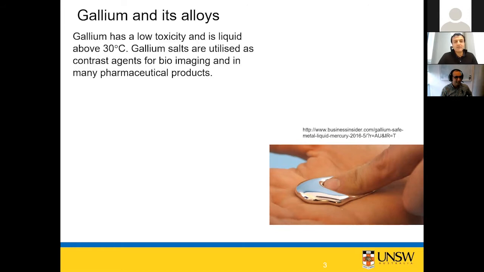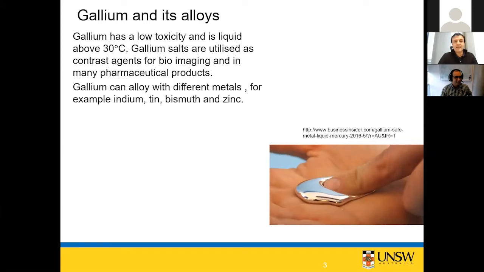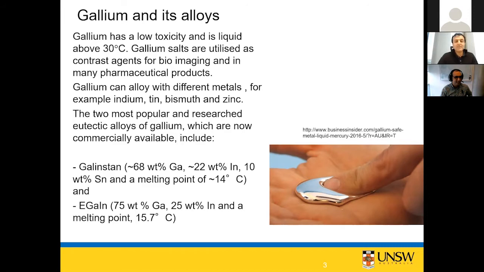Its melting point is 29.8 degrees. That means it's solid at normal room temperature. You put it in the palm of your hand, and your 37-degree body temperature melts it. It can alloy different metals at very high concentrations, like indium, tin, bismuth, and zinc, at more than 2-3%. They make very interesting alloys.